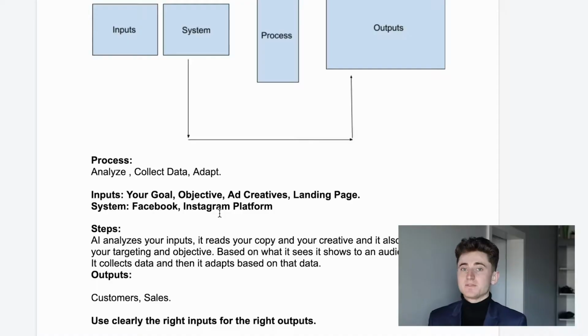And then based on what it sees, it shows the ad to a specific audience. Then, based on how the audience is interacting with and reacting to our ads, including negative comments, I'm talking about how many comments you have, how many shares, how many likes, how many clicks, all those are important to the process and to the AI to make the next decisions. So it collects data and then it adapts, like I said, based on that data. The outputs are simply what we are looking to get from that campaign. So usually it's customers and sales.